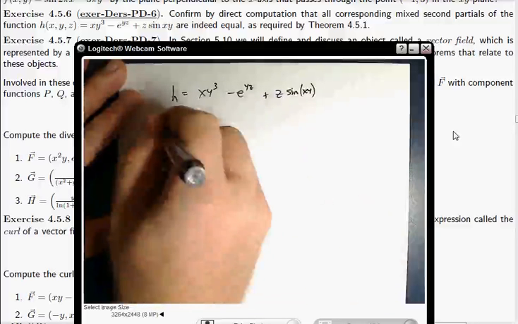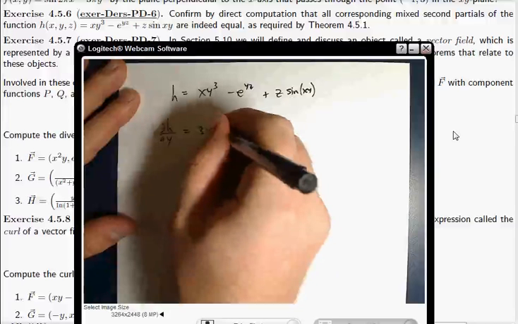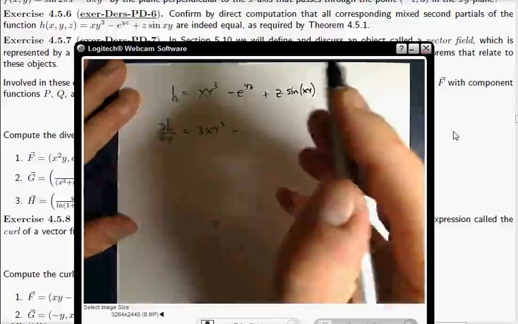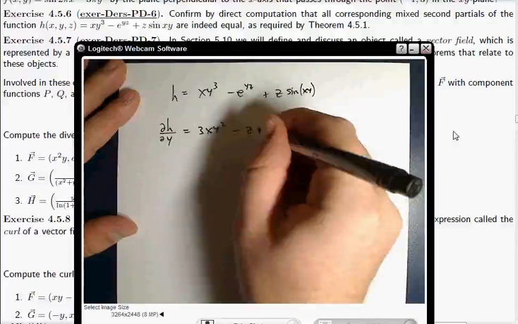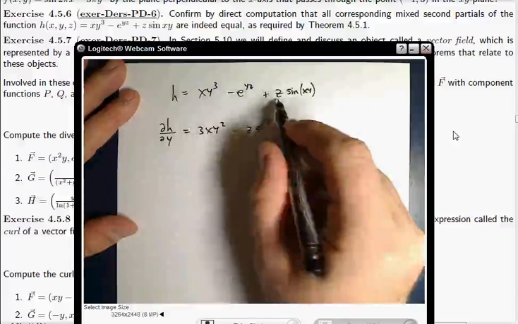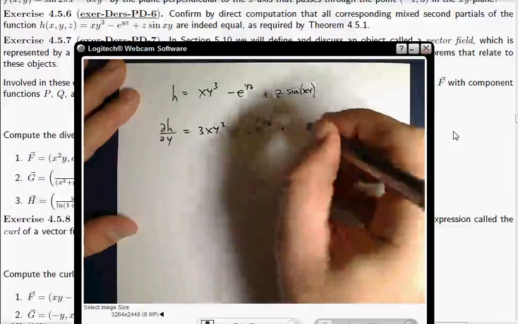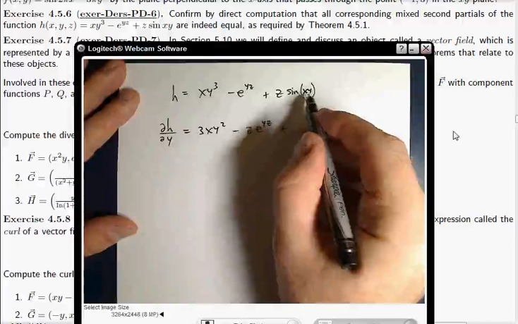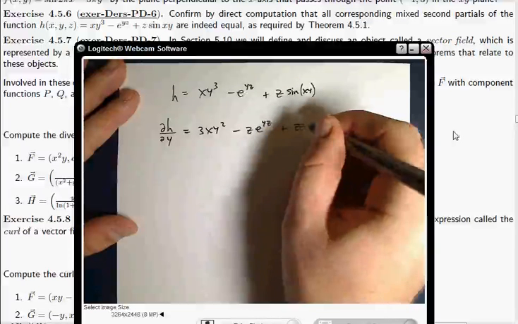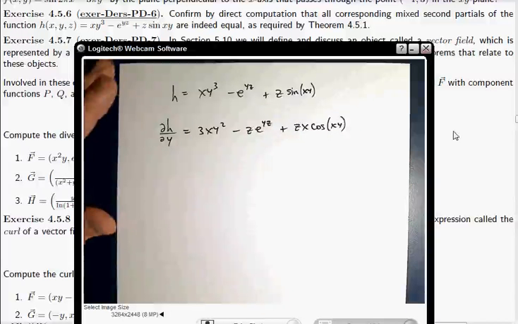First, let's take the partial of h with respect to y, and we get 3xy squared minus, now with respect to y, z is treated as a constant here, so we're going to get z e to the yz. And then, taking the partial with respect to y, we're treating z as a constant and x as a constant, so when we use the chain rule, that x pops out as a factor, and we get zx cosine xy. Cool?